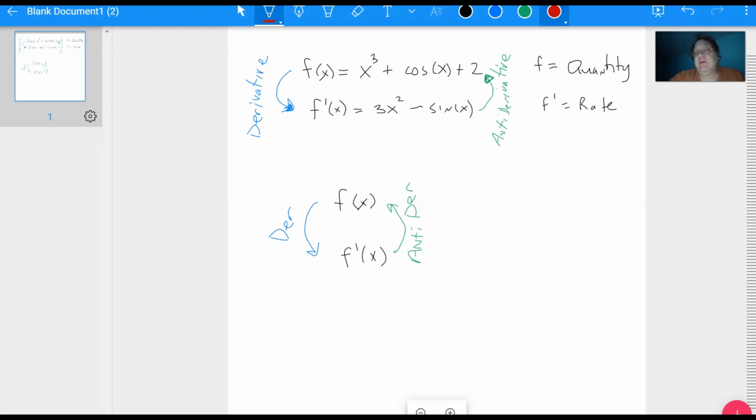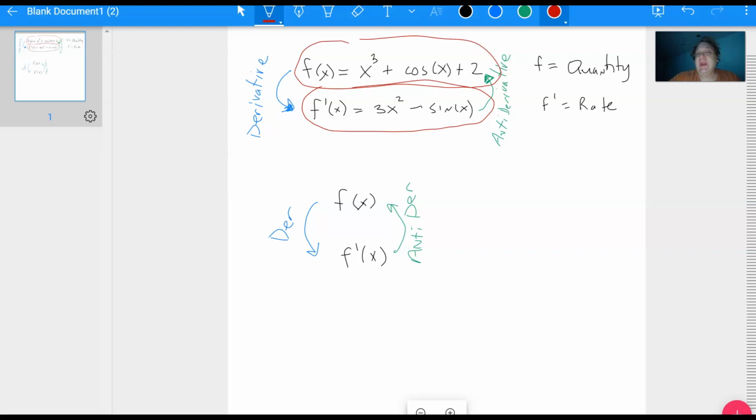So you can think of integral calculus originally or initially as the opposite of derivatives. If we have some function, like x cubed plus cosine x plus 2, we can find the derivative, which is 3x squared minus sine x. We can also imagine going backwards. If we started with the derivative 3x squared minus sine x, we could go backwards to the original function somehow and get x cubed plus cosine x plus 2.